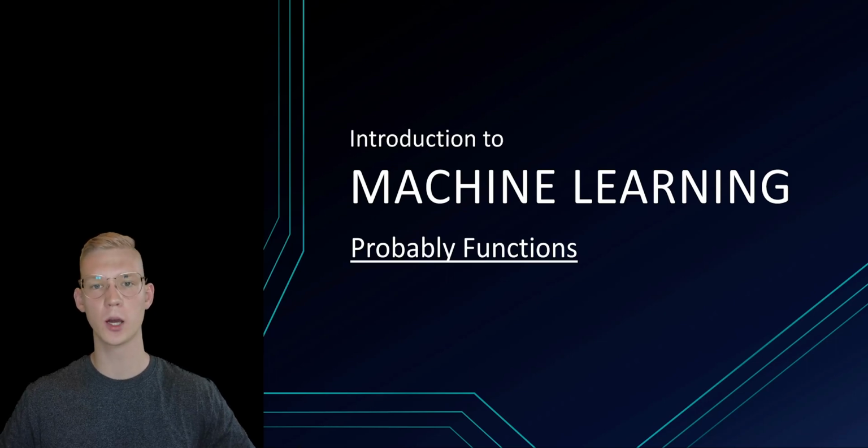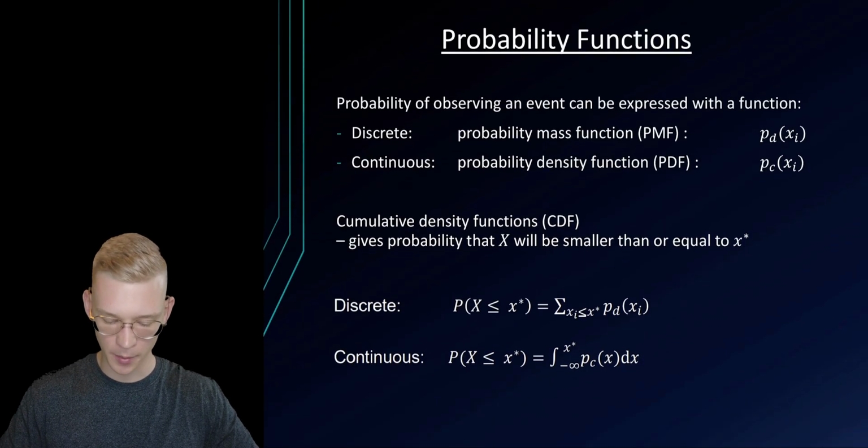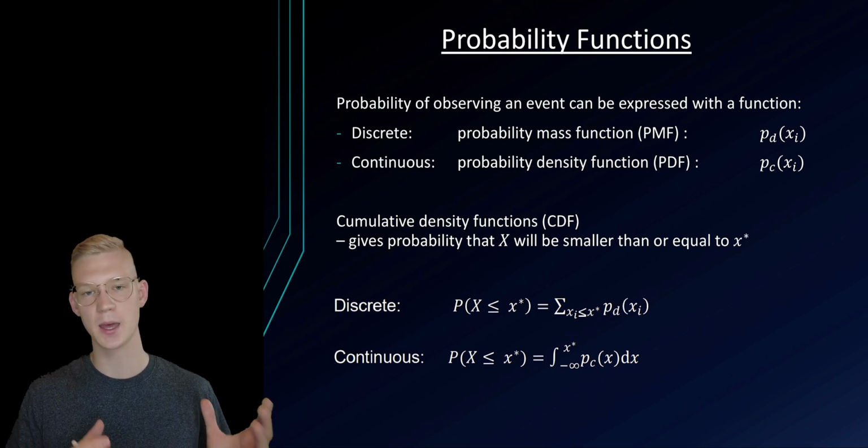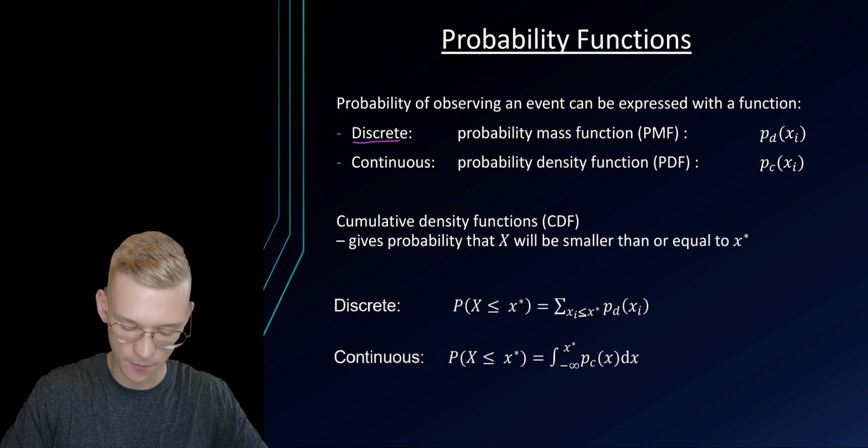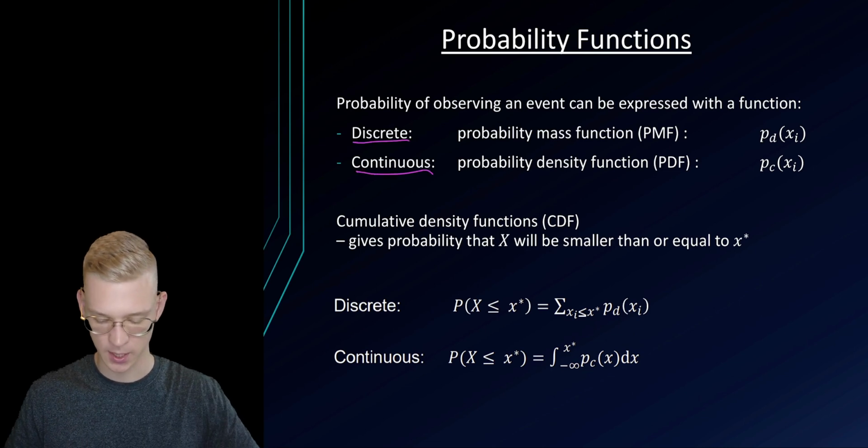In this video, we will cover a short topic regarding the probability functions. Let's jump right in. The probability of observing an event can be expressed with a function, and these functions can be either discrete or continuous. So we have the discrete case and the continuous case.